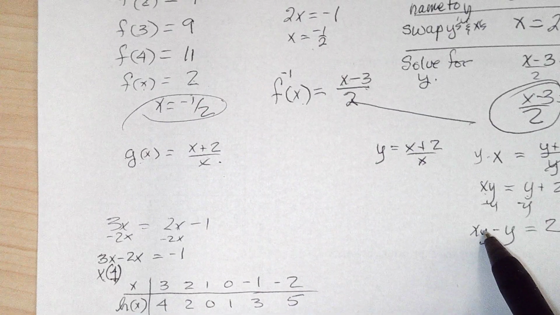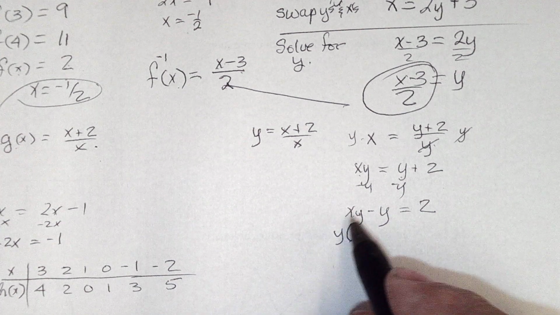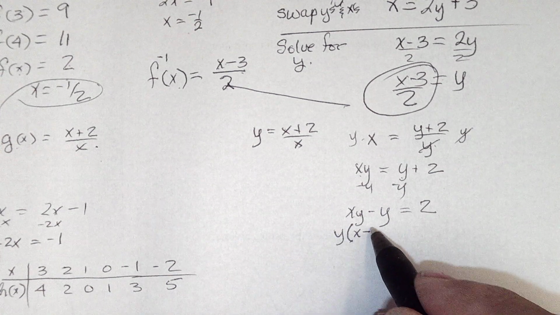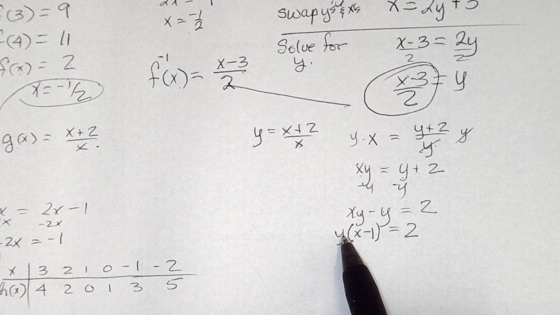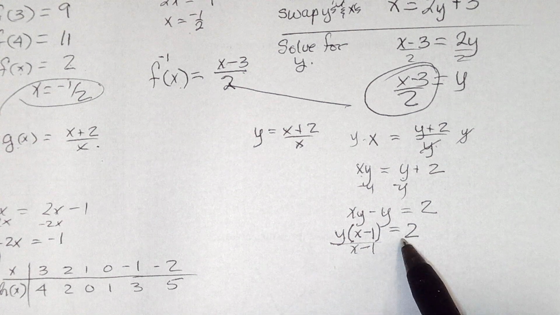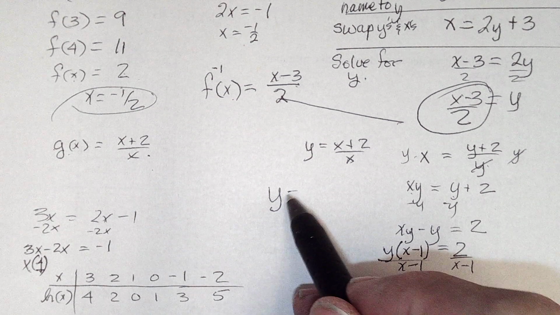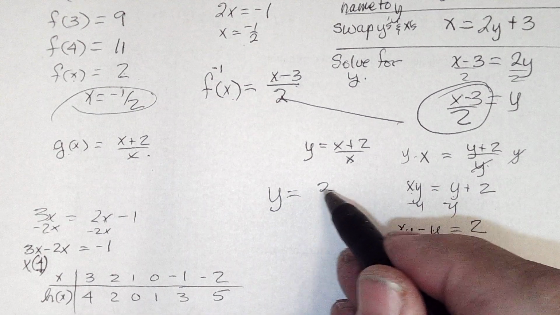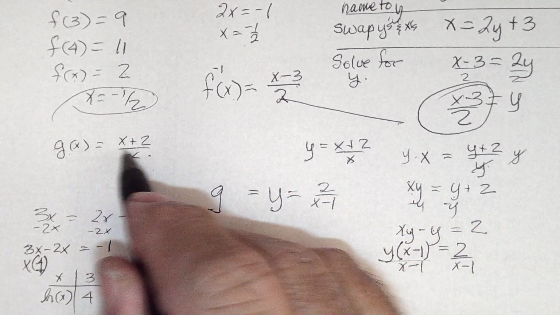Well, here we're going to do it. It's not going to be as easy, but we're going to get all the y's on the same side. Subtract y from both sides, and we get xy minus y equals 2. We're going to factor out the y. And y times x makes xy, and y times negative 1 will make a negative y. And then to solve for y, I'm going to divide by x minus 1. And I get y equals 2 over x minus 1, which should be the inverse of this function.